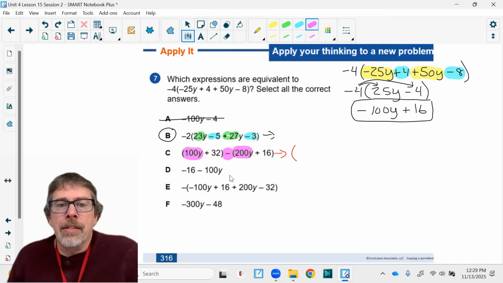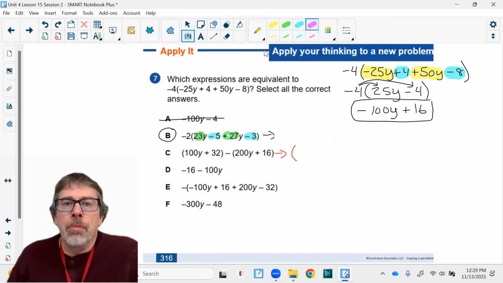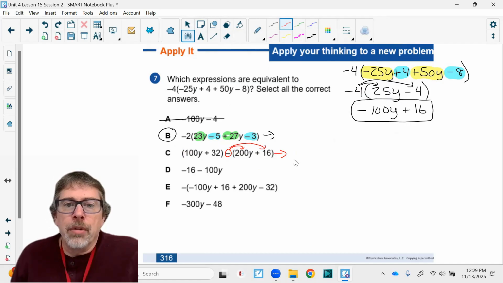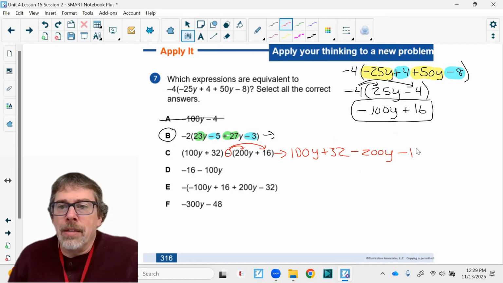So let's address that minus sign first. Okay, let me just disregard that for a moment. Okay, and let me keep doing that. So I need to distribute this negative through this to get rid of those parentheses. So I'm going to take away these parentheses because they can't be combined, so why use the parentheses? We don't need them. So it's going to be 100y plus 32. Okay, no difference. But now this negative 1 times 200y, when I multiply this, negative times a positive is negative 200y. And a negative times a positive is negative, and 1 times 16 is 16.